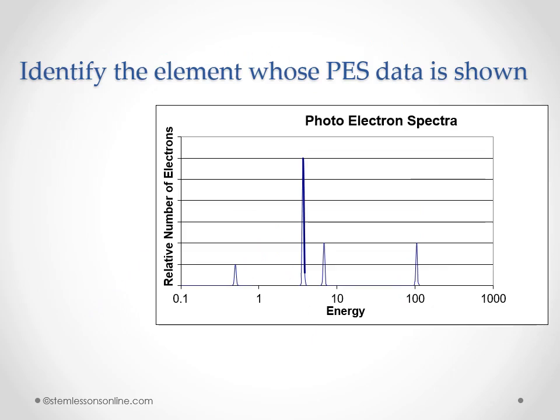Now identify the element whose PES data is shown. Again, it is in the reverse order. So this is the same height. Since it is more energy, we can say 1s2, 2s2. And how tall is this one compared to this one? 1, 2, 3, 4, 5, 6. So 3 times. So it will be 2p6. And this is half of this one. So it will be 3s1. So how many electrons? 6, 7, 7 plus 2, 9, 9 plus 2, 11. So this is going to be atomic number 11, which is sodium.